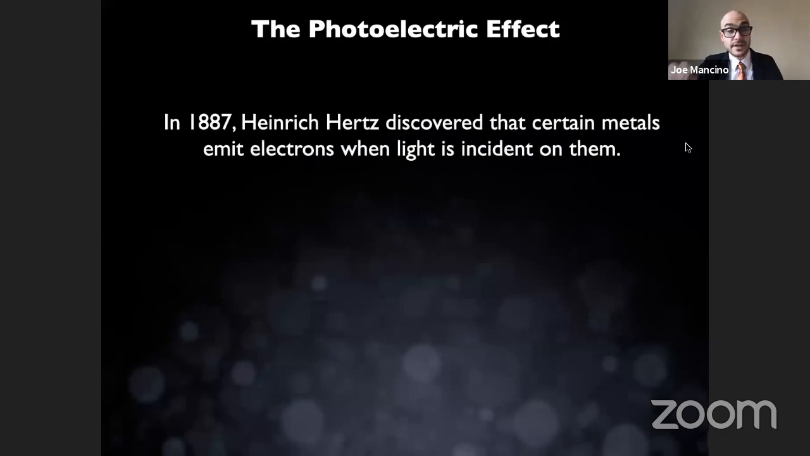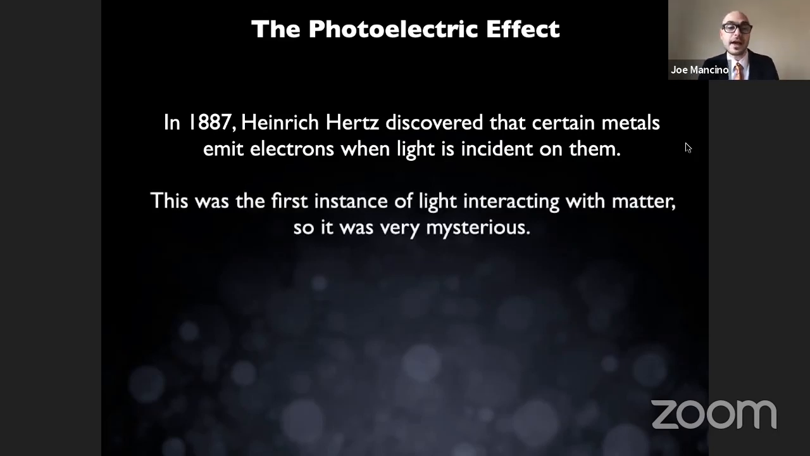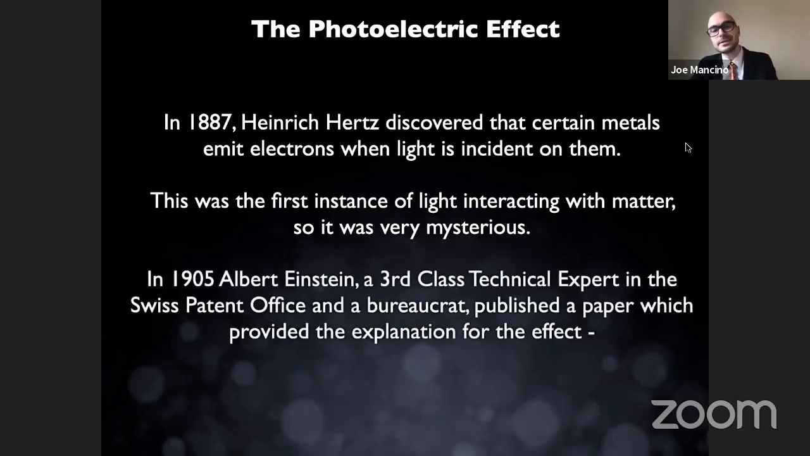In 1887, Heinrich Hertz figured it out. He discovered that shining light just the right way on a metal makes electrons come off the metal, and that is weird. It's the first instance that we have of light interacting with matter. It's very mysterious, and no one could explain it for a while. From 1887 until 1905, physicists were left scratching their heads about this. And it wasn't until then that Albert Einstein had an explanation.